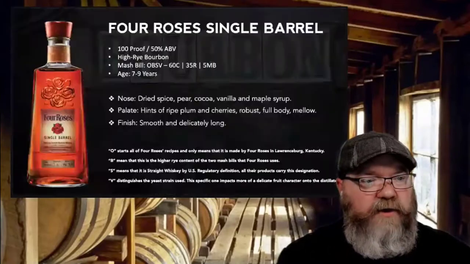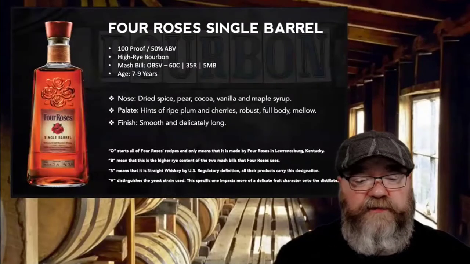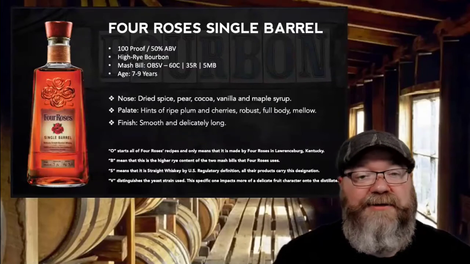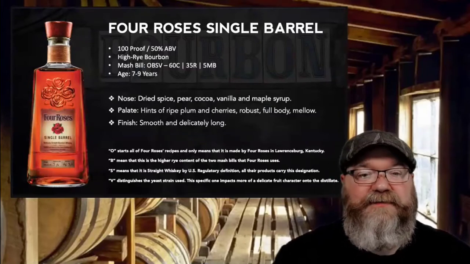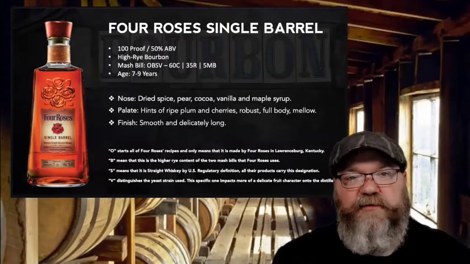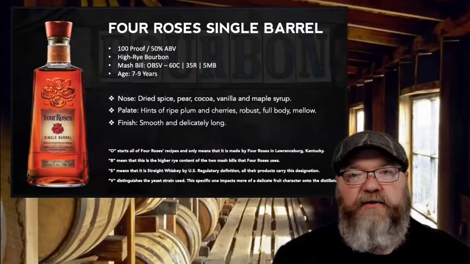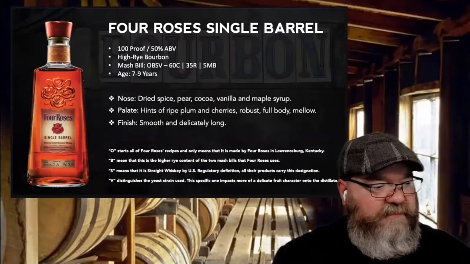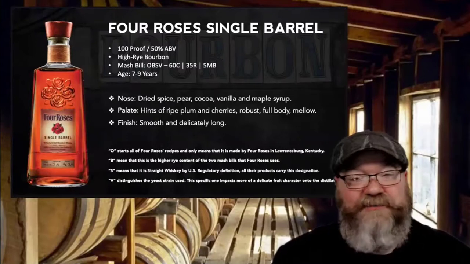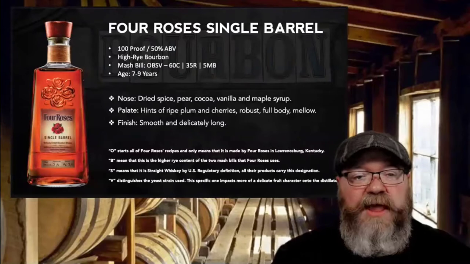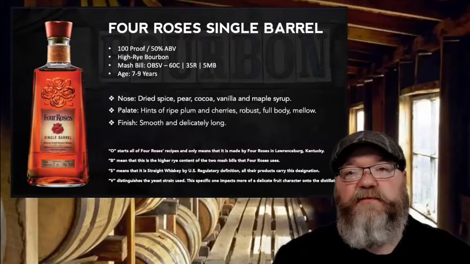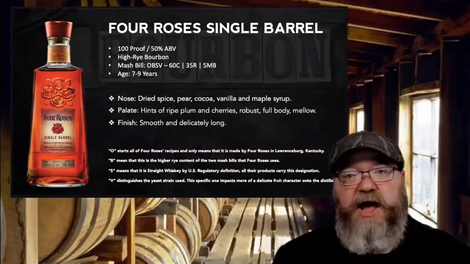All right. So this is Four Roses Single Barrel. This is 100 proof, so a little bit higher proof, right? This is what we call high rye bourbon because the rye grains in this are above 18%. All right. Somebody actually has this, so excellent. This one comes in at 35% rye. So this is a fairly high rye bourbon.